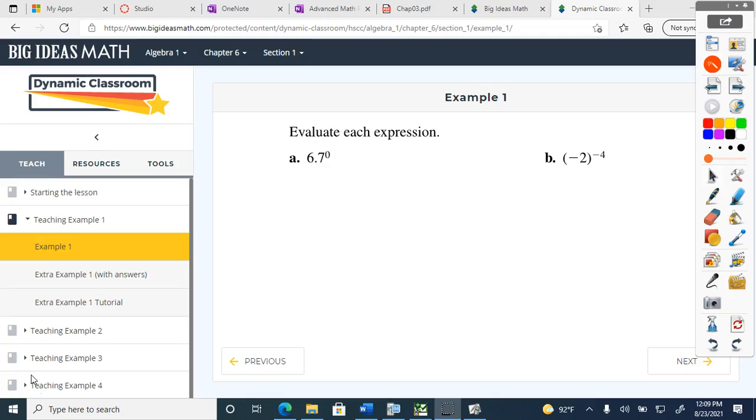Anything to the 0 power is 1, okay? Anything to the 0 power is 1. So this one right here, it's pretty simple. 6.7 to the 0 is 1, okay?